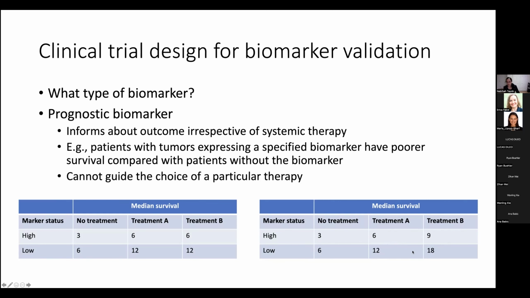All it tells you is that if your marker is high, you have poor prognosis. You have lower median survival, whether you received no treatment, treatment A or treatment B. So a prognostic biomarker is not being used to guide your choice of therapy. It is being used just to describe the prognosis of the patient, irrespective of your therapy. And often we actually have biomarkers that have both predictive and prognostic aspects, and then that gets a lot more complicated when we're evaluating them.